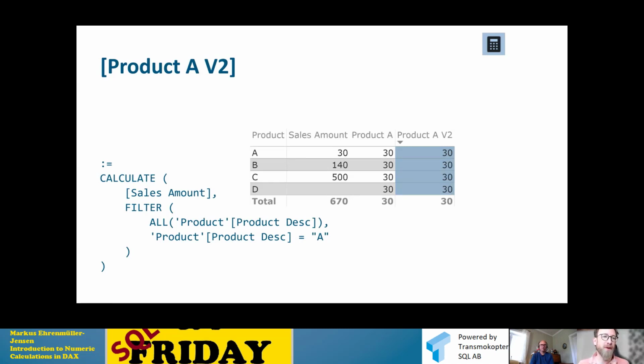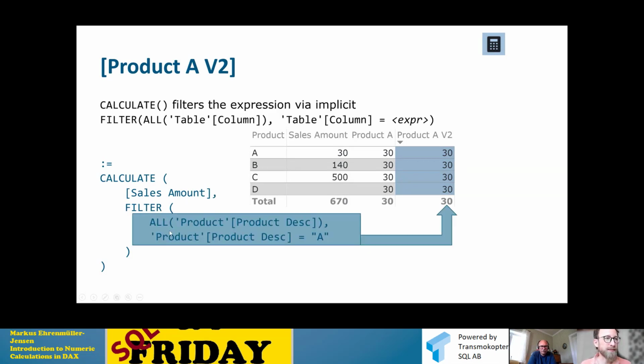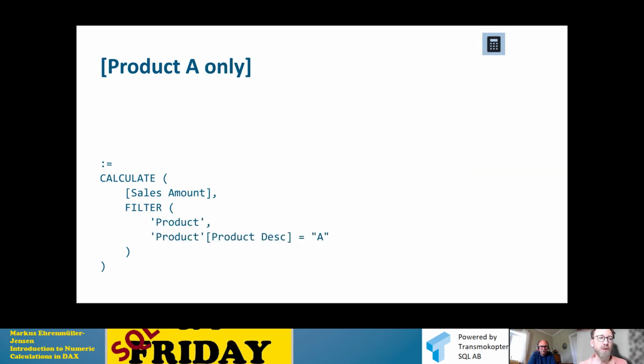So if we want to have only 30 when the product is A and nothing in all the others, you just have to change this part. And that's what we do in the next expression here. So product A only means that I apply the filter on the product table, but I do not remove anything. I just use the product table as it looks like in the current filter context.